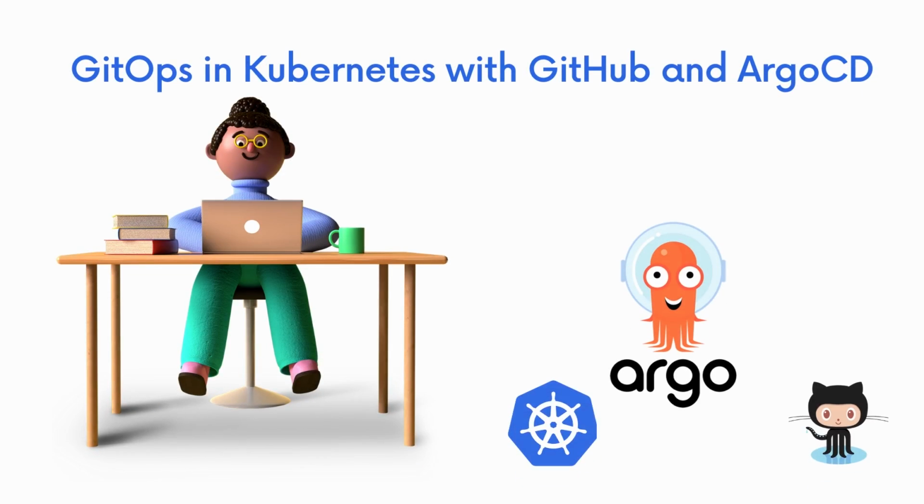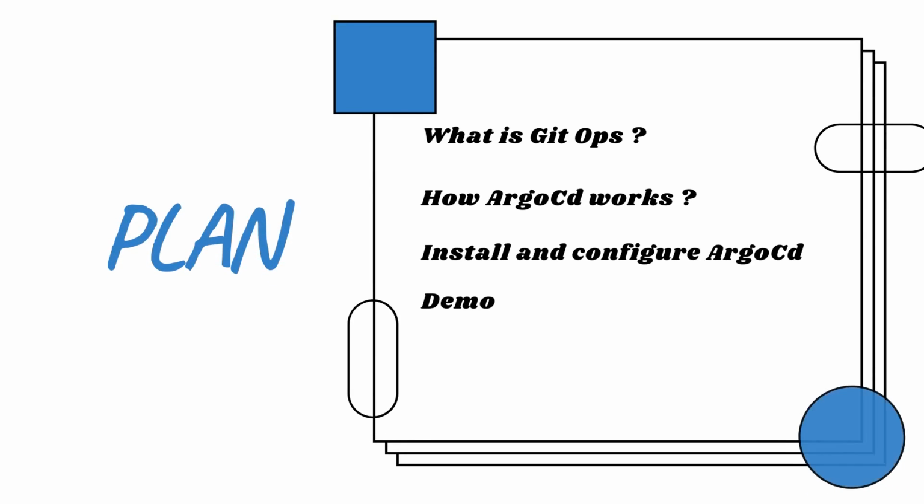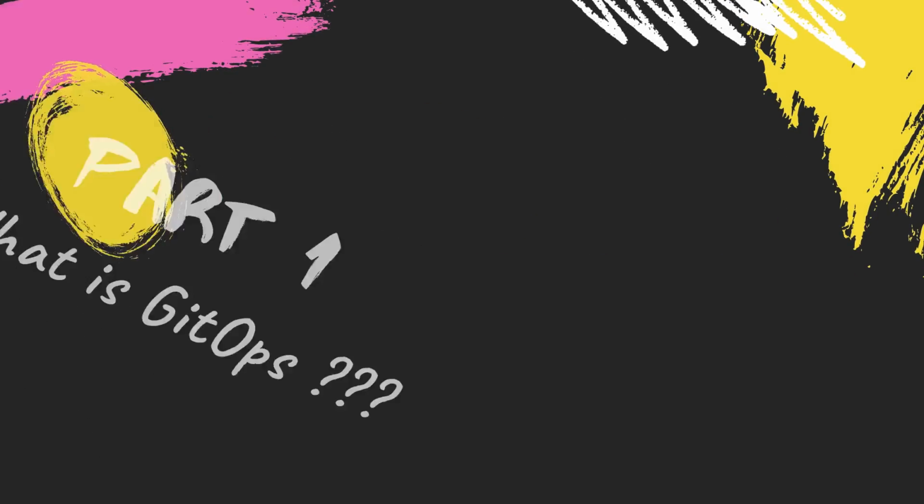Welcome to a new lecture about GitOps and Argo CD. Today we will learn what GitOps is, understand how Argo CD works, install and configure Argo CD on a Kubernetes cluster, and finally deploy a Deno JS application to a Kubernetes cluster using Argo CD and GitHub. So let's get started.